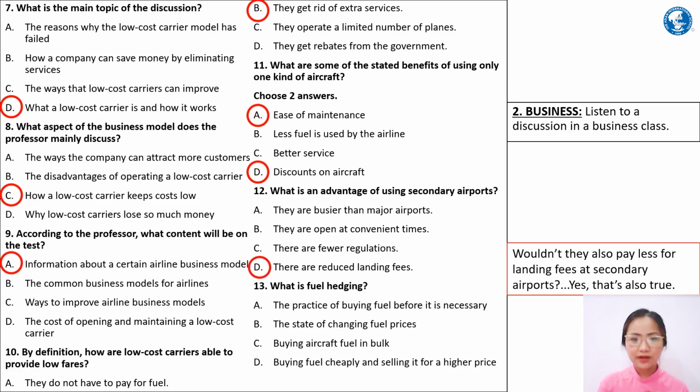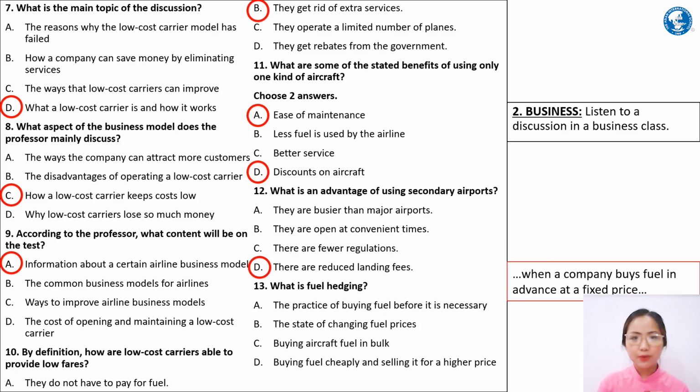And the last question, what is fuel hedging? So, a fuel hedging program happens when a company buys fuel in advance at a fixed price. What is your answer for this question? Easy, right? The answer is A. Did you have all the correct answers?